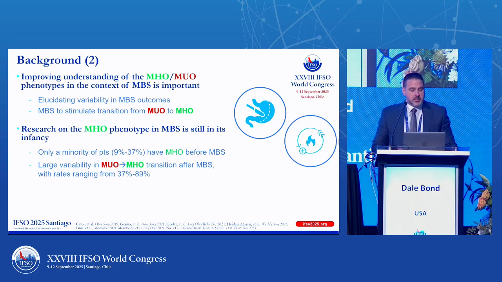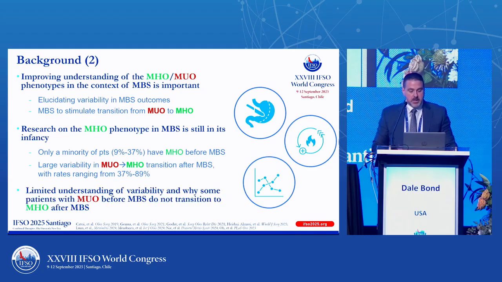So research suggests that so far only a minority of patients have the MHO phenotype before MBS, and we also see large variability in the transition rates after MBS, with rates ranging from 37% to 89%. So at present, we have limited understanding of variability and why some patients with MUO before MBS do not transition to MHO after MBS.